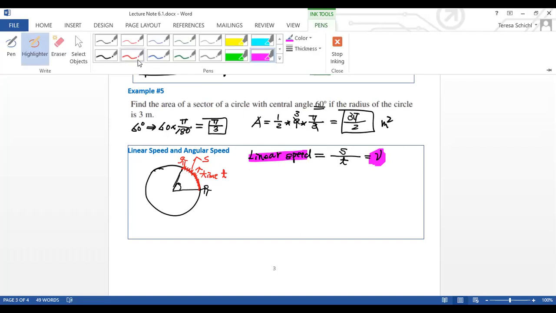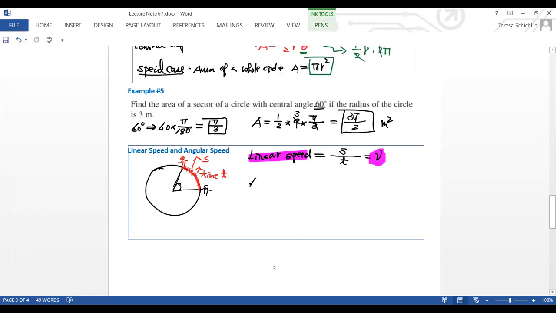And the next thing I'm going to talk about is the angular speed. Okay, the angular speed is how fast this angle changes, right? For example, from 0 degrees, boom, the angle changes to 60 degrees in time t. So how fast the angle changes, we call it the angular speed, right? Look here, this is the angle, how fast from 0 to here.